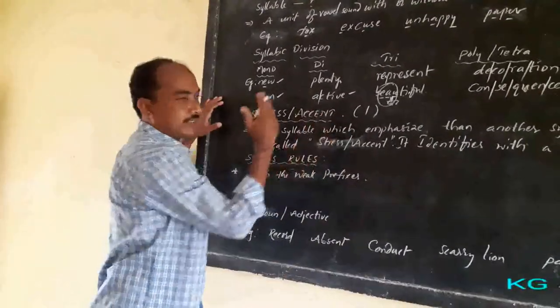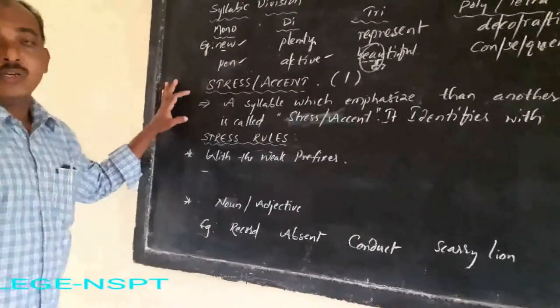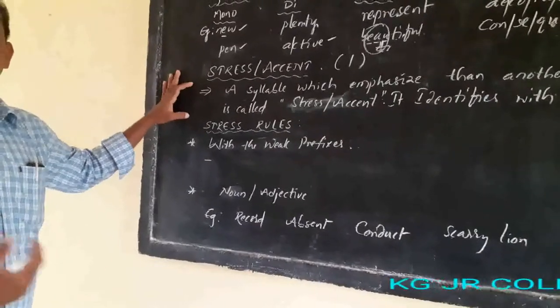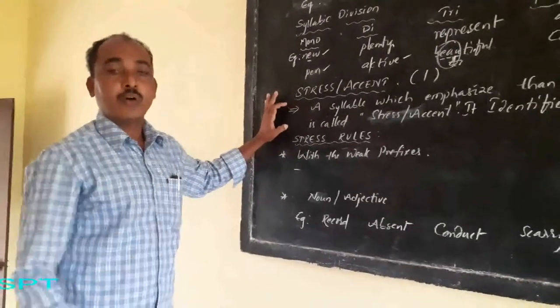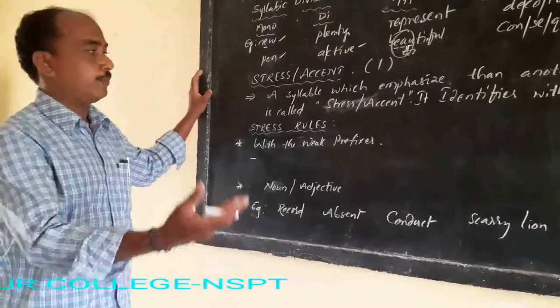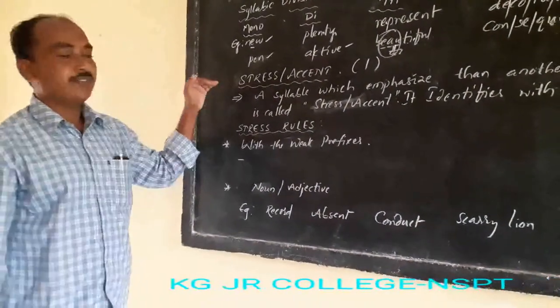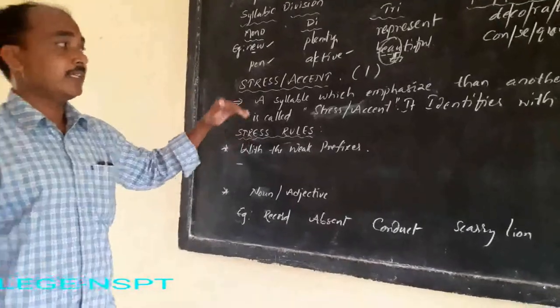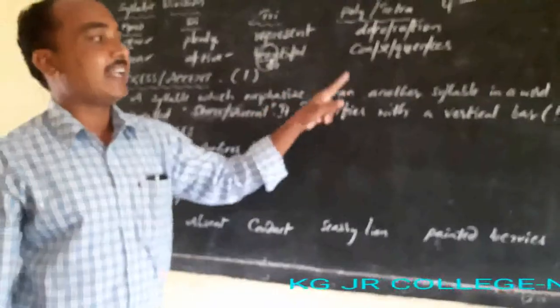It is also known as accent. Why should we learn stress or accent? To get command over English, we want to speak as a native speaker. The native speaker follows full phonetics. So we are not the native speakers, just we are learners. That's why, if you want to speak as native speaker, you must get command over stress or accent. Now, what do you mean by stress or accent? It is nothing but a syllable which emphasizes than another syllable in a word is called stress or accent.